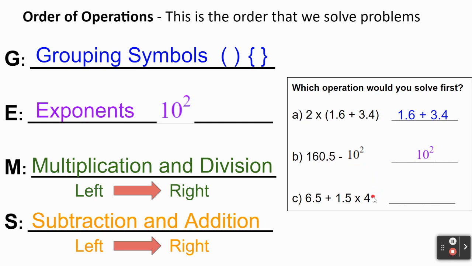Finally, with problem C, we're going to see if there's any grouping symbols. We see there's no grouping symbols, so we can move on to the E, which stands for exponents. We see that there are no exponents. So now we can move on to the M, which stands for multiplication and division. We can see in problem C, there is multiplication right here. So we are going to solve 1 and 5 tenths times 4 first. We'll get that answer and then add it to 6 and 5 tenths.